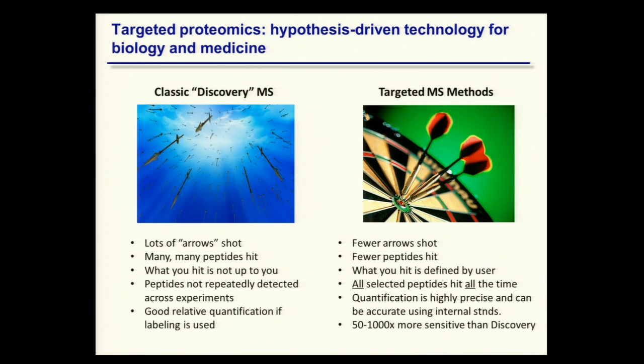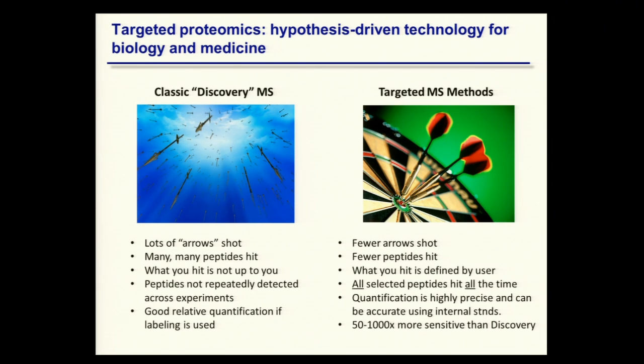And that's actually the approach that we take in any study, or most of the studies that we start, at least in the beginning step of the study. And it's a great way to start the study. It can be relatively quantitative if labeling approaches are used, just like Jake just introduced, either metabolic or chemical labeling approaches. However, there is one issue with discovery proteomics, and that is that you don't know what you're going to hit, and you don't measure each and every peptide every time.